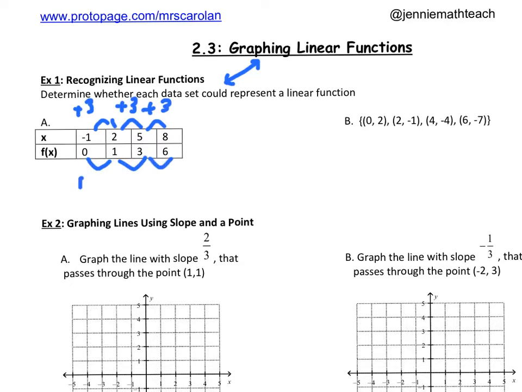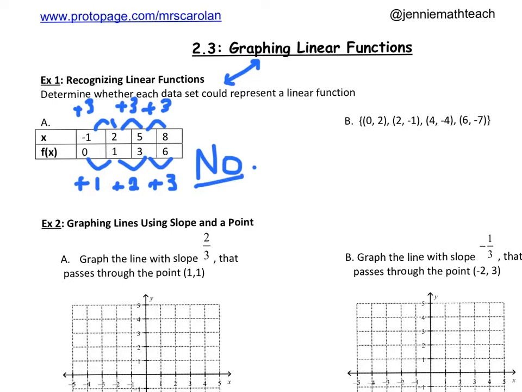From 0 to 1, that would be up 1. From 1 to 3, that'd be up 2. And from 3 to 6, that'd be up 3. So that means that it keeps getting taller and taller. So it would not connect in a straight line, and this would be a no.